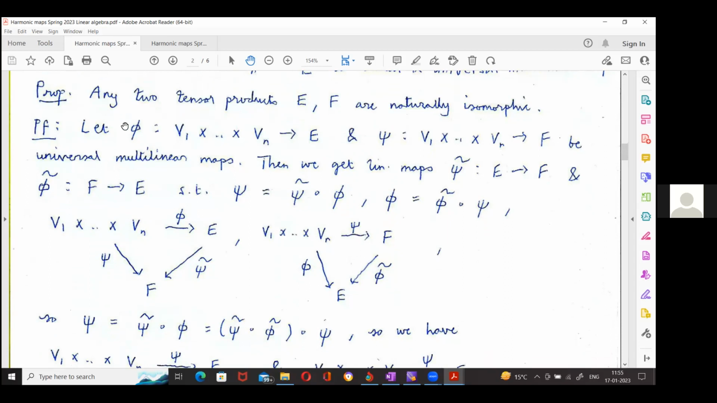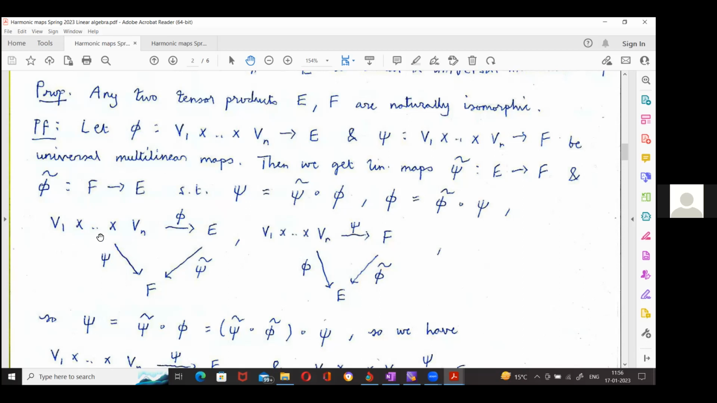So therefore, by the universal property of φ, ψ factors through φ. So ψ I can write as some linear map ψ tilde composed with φ, where ψ tilde is a linear map from E to F. And similarly, by the universal property of ψ, the multilinear map φ factors through ψ. So φ I can write as φ tilde composed with ψ, where φ tilde is a linear map from F to E.